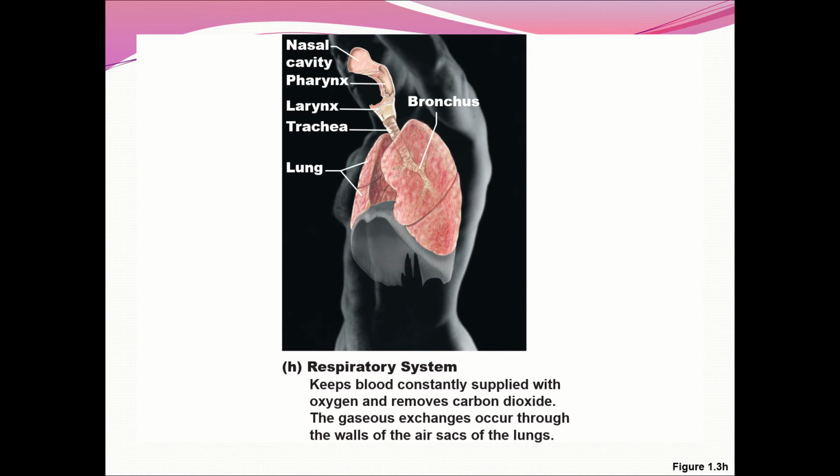The respiratory system consists of the respiratory tract, including the nasal cavity, the pharynx or throat, the larynx, which includes the voice box, the trachea, which divides into the 2 bronchi, reaching down into the lungs. The respiratory system keeps blood constantly supplied with oxygen and removes carbon dioxide. The gaseous exchanges that occur through the walls of the air sacs of the lungs occur in the alveoli.